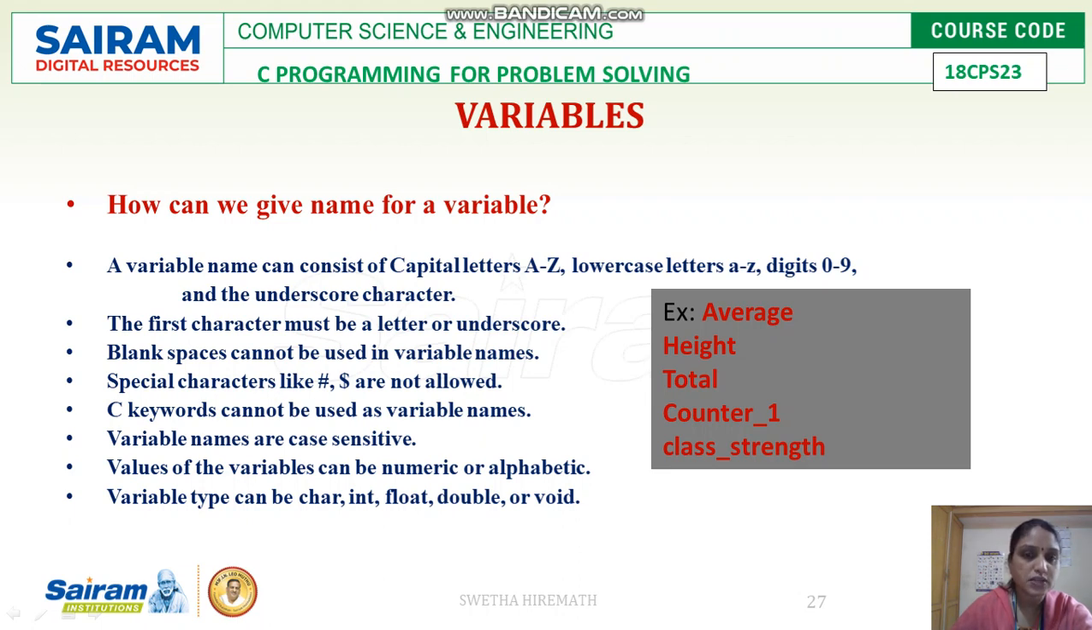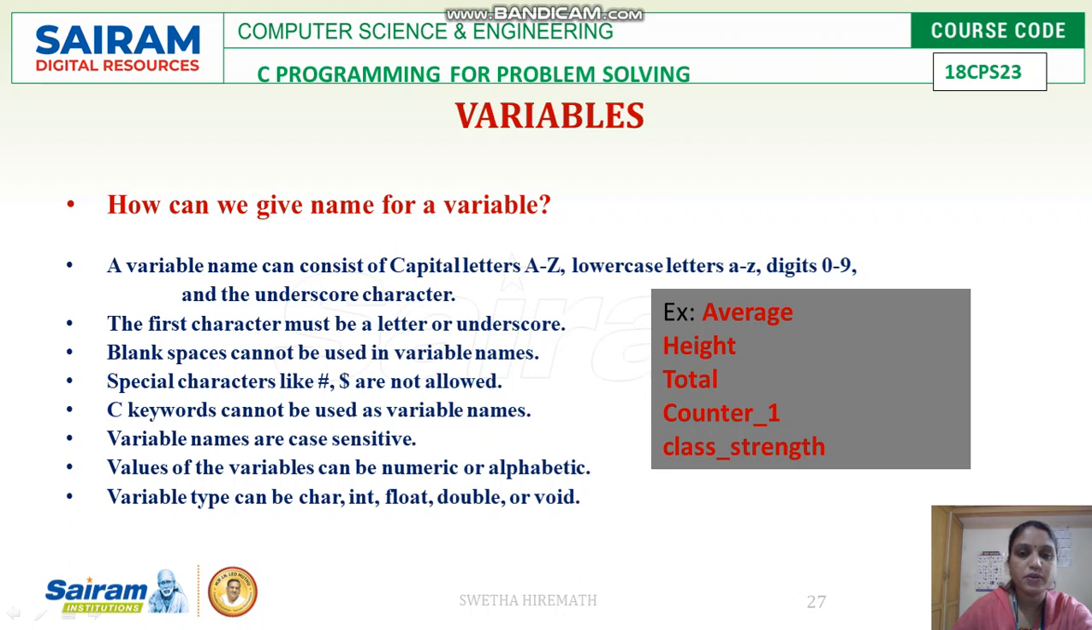But what rules does it have to follow? If we give any name for a variable, it has to follow certain rules, which are similar to those of the identifier. I will be reading out the rules now. A variable name can consist of capital letters A to Z, lowercase letters a to z, digits 0 to 9, and the underscore character. The first character must be a letter or underscore. Blank spaces cannot be used in variable names. Special characters, that is, special symbols, are not allowed.